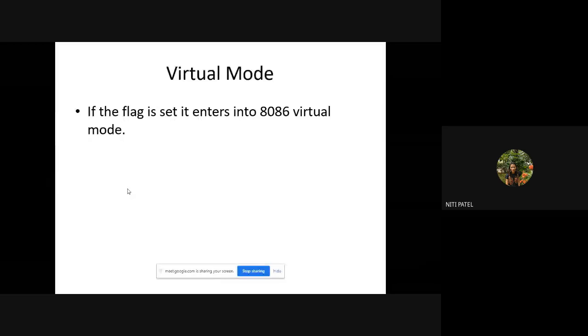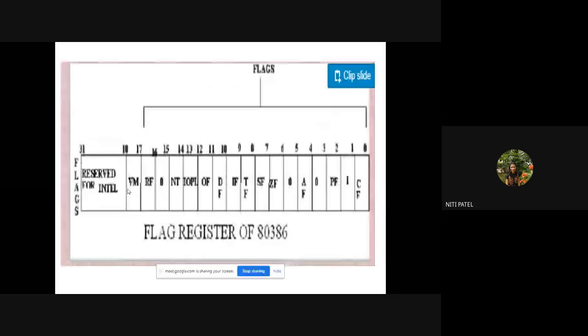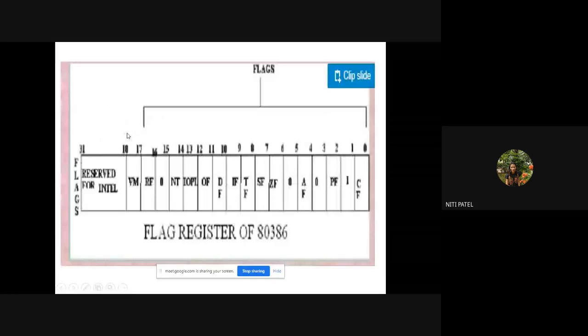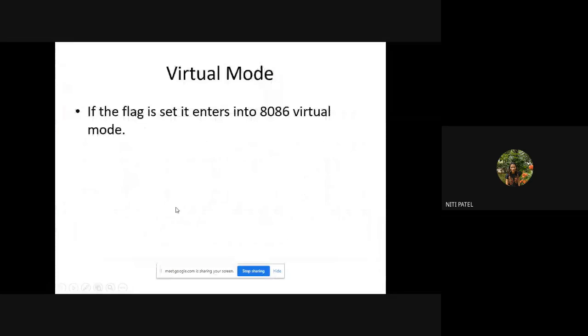So, since it is VM, this bit will be set to either 1 or 0. If this flag is set, it enters into 8086 virtual mode. That means if the value of this bit is 1, this flag register will operate in an 8086 manner. In 8086 manner means it will get converted into a virtual mode of 8086, which will assume that the memory of the system is filled up and it is entering 8086 mode, where all your 32 bits will now be working as 16 bits. Why? Because in 8086, everything operates in 16 bits. It does not operate in 32 bits.